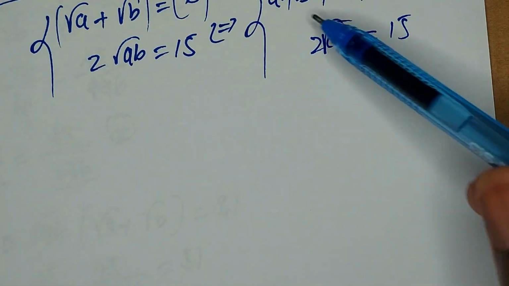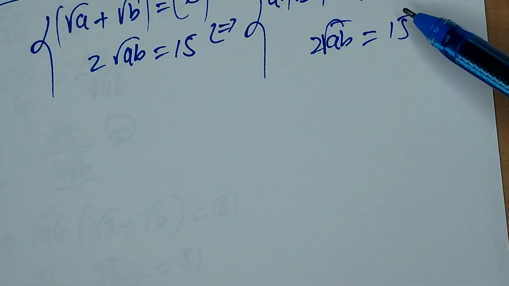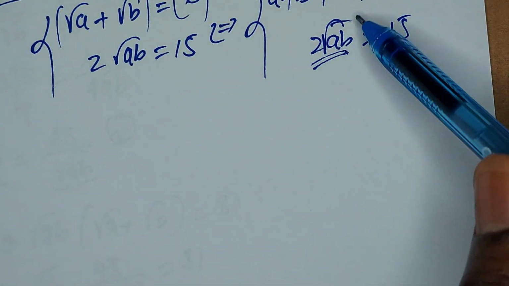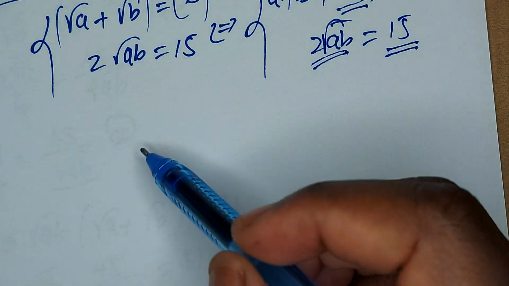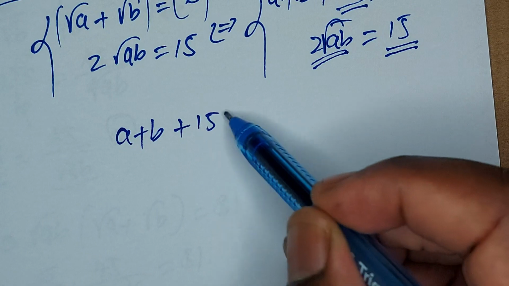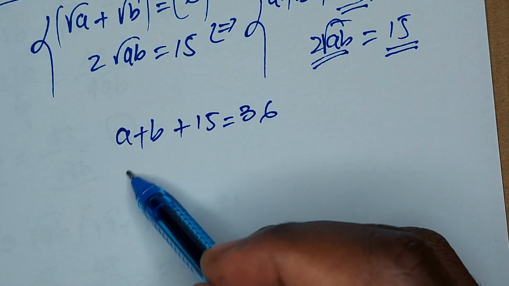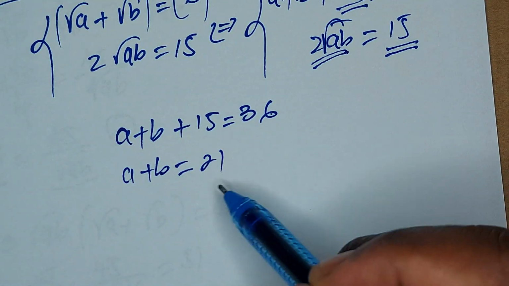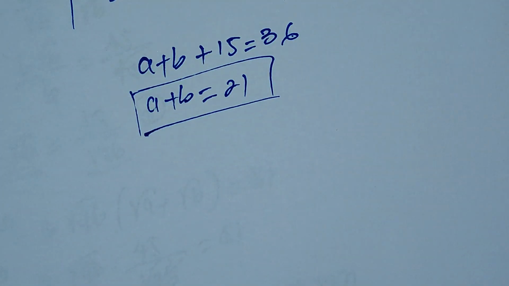So what I'm gonna do, I'm gonna first subtract, right? Oh, I don't have to subtract. I'm just gonna be saying that this one is equal to this one, and this one is 15. So I have A plus B plus 15 equals 36. Now I have that A plus B is going to be 36 minus 15, it's 21. So A plus B equals 21.